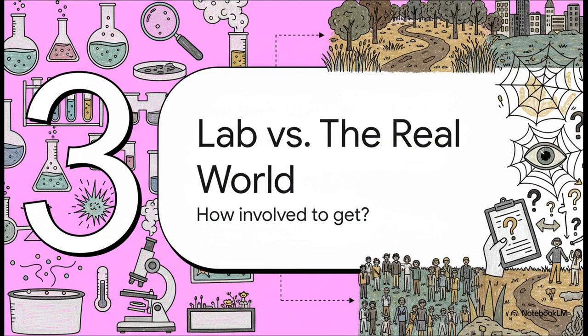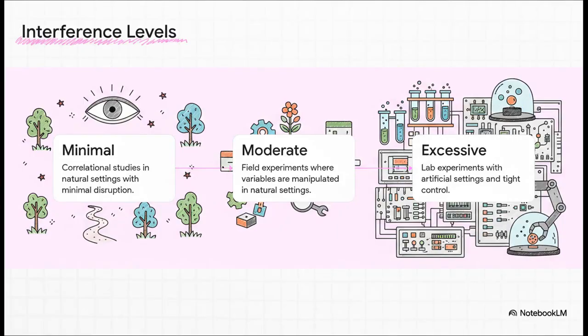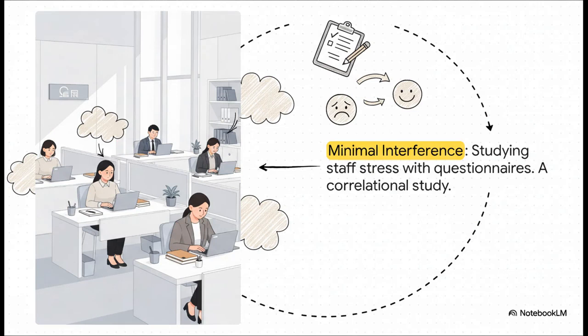First up, we've got a classic dilemma. Do you want the perfect, controlled, sterile conditions of a lab, or do you want the messy, unpredictable, but, well, real reality of the outside world? It all comes down to how much you interfere. It's really a spectrum. You can just be a fly on the wall, simply observing what happens. Or you can step in and tweak one little thing to see its effect. Or you can go all out and build the entire environment from scratch to control everything. And this choice is huge because it determines if you can just find a connection or if you can actually prove cause and effect.